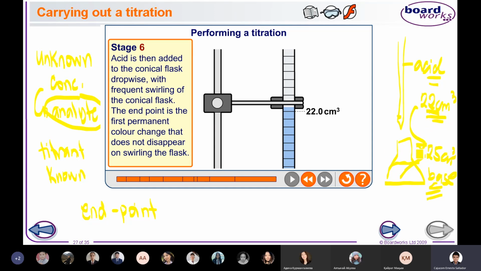So with that, what are the things that we have established? It means that 25 cm cube of your base will basically react, or you will reach the endpoint, when you added 22 cm cube of the acid. So that's basically how titration works.